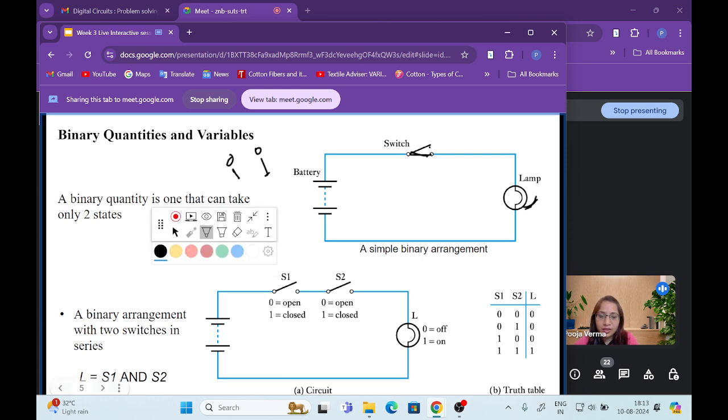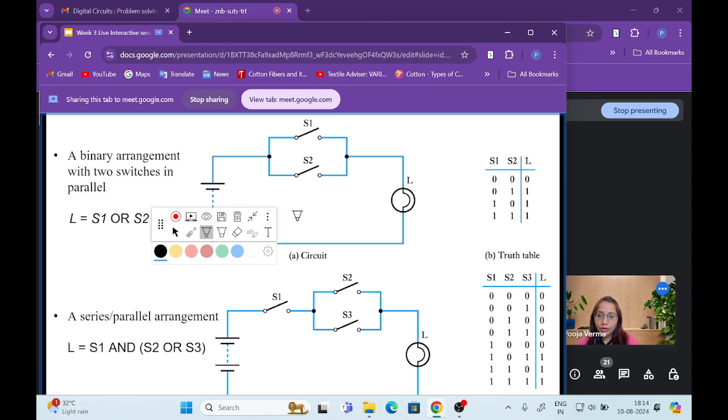Okay, this is a battery. There are two switches connected in series, right? So for two switches, two variables are required and one output. That means we need to turn the light on or off. For example, if both are open, then it is 0. If any one is open and the other is closed, for example 0 1 or 1 0, then the output is 0. That means if any one is open, the electricity will not pass. In that case, the lamp will not light up. So in both cases, it is 0, and if both are closed, that means 1 1, then it will be on. Okay, so these are some simple binary arrangements for the AND gate.